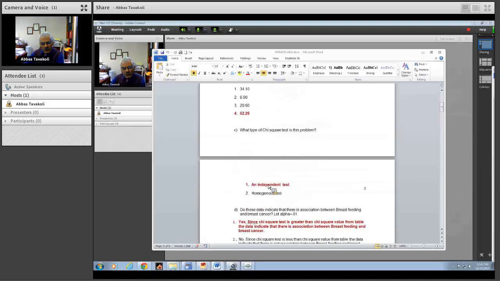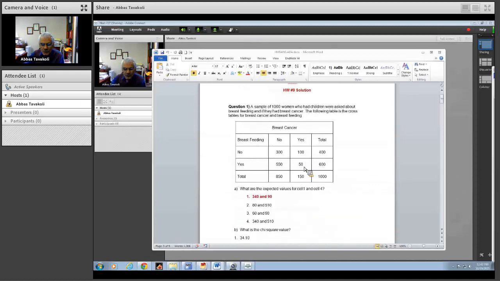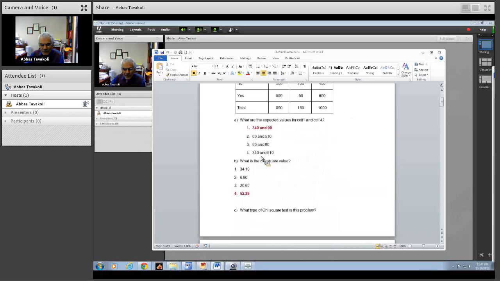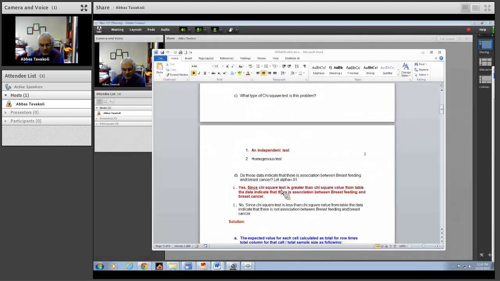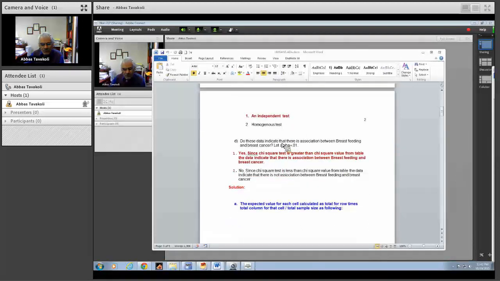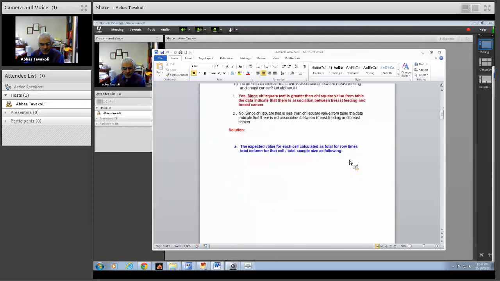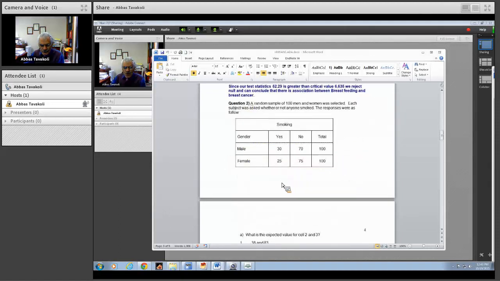What type of chi-square test is it? Because we have one sample and two variables, that is a test of independence. If it was more than one sample, we would do homogeneity. And we tested at alpha 0.05. Since the chi-square is greater than the critical value, we reject the null and conclude there is an association between breastfeeding and breast cancer.